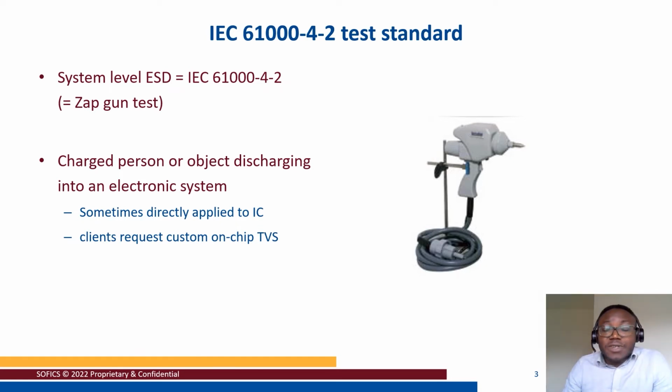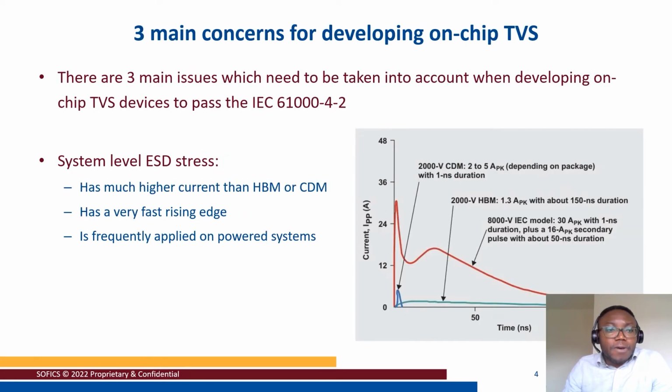There are no standard test conditions for IEC 61000 on a chip. As such, each of these requests requires a custom solution. When developing on-chip TVS, there are three main aspects which need to be considered.